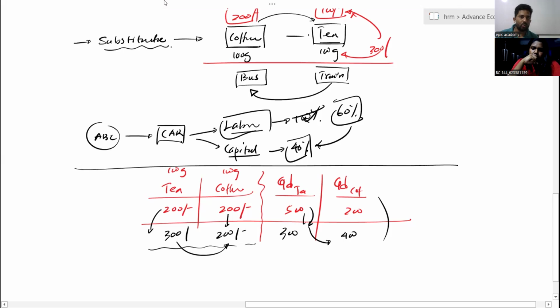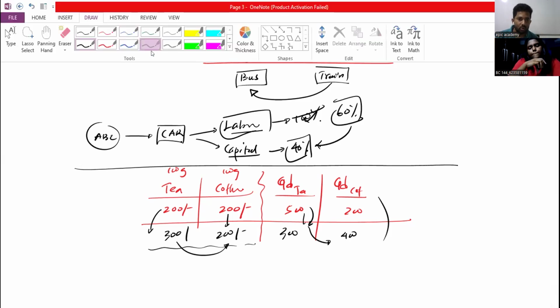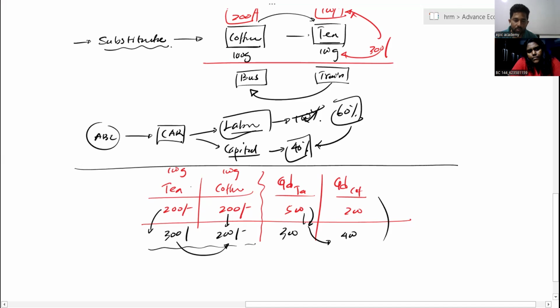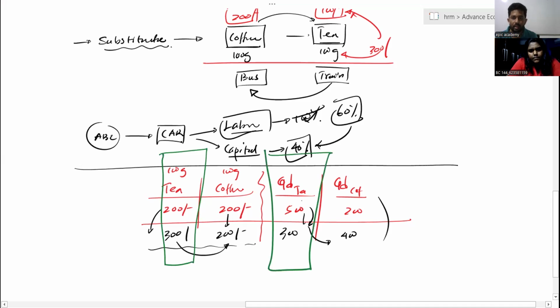So now you have to forget other things. Just go to the main point. What is the certain commodity? Tea. The certain commodity's quantity demanded is there. Forget the coffee and the coffee demand. Just consider here: price is 200, demand is 500. Price increased to 300. What happened to the demand? Reduced to 300. Yes, again it created the negative relationship between price and quantity demanded for the certain commodity.